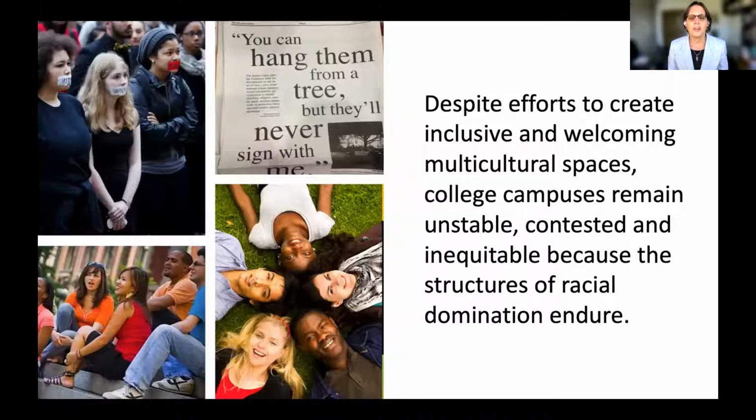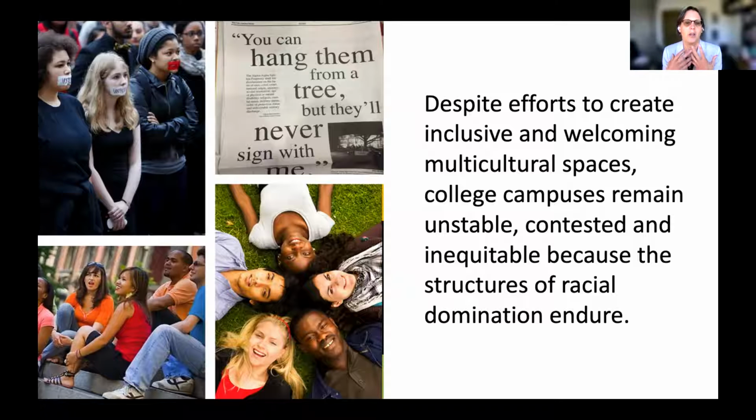So universities, the big question is, are universities preparing students to work in this setting? Are students when they graduate prepared to work in a diverse work environment? And one of the arguments that I make in the paper is that despite efforts to create this inclusive, welcoming, multicultural space on a campus, campuses remain an unstable, contested, inequitable space because racial domination continues to endure in these spaces. And so that's what the article breaks down, is how this institution that is very much about being a multicultural and inclusive space actually fails in many ways.